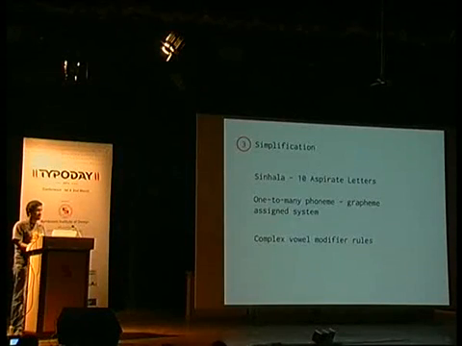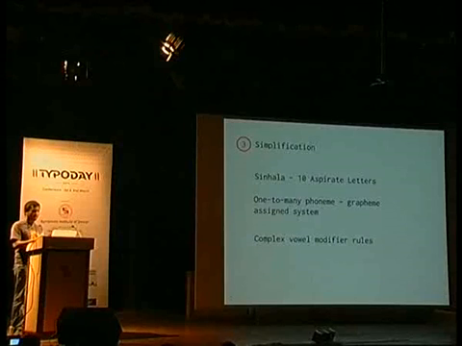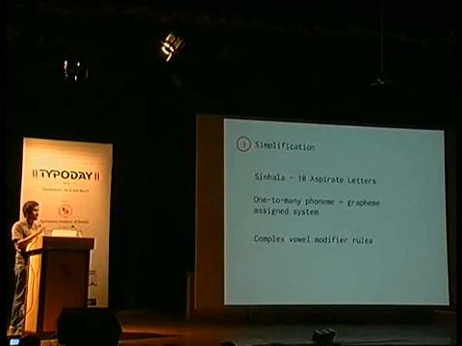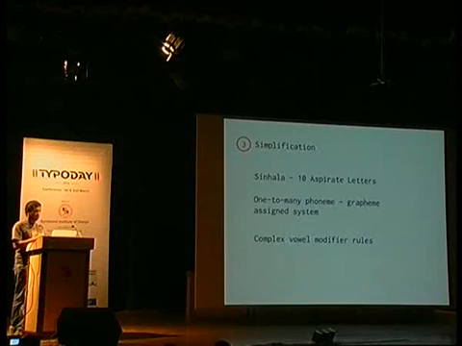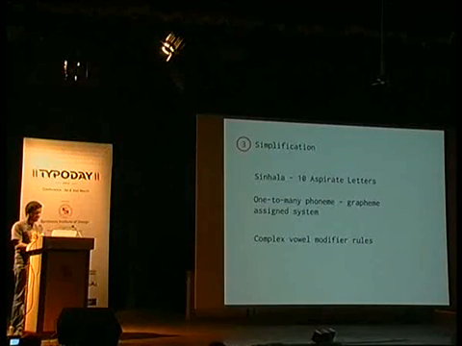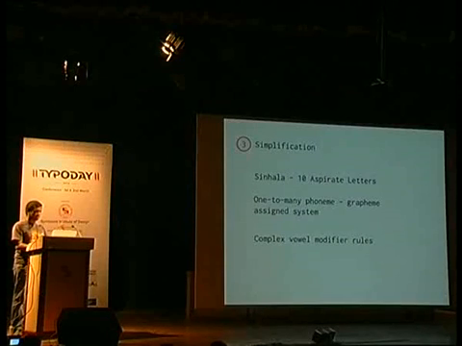So there has to be a simplification of both languages. Sinhalese has 10 aspirate letters, and there is a one-to-many phoneme-grapheme assignment system. Basically, in Sinhalese we have 2 na letters, 2 la letters, and Tamil also has 3 na letters.